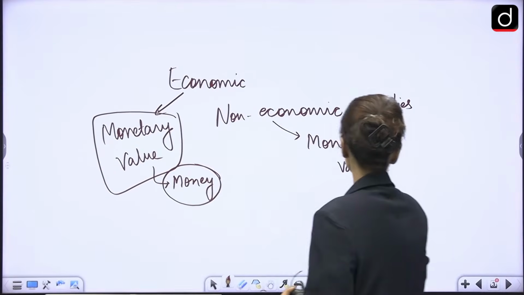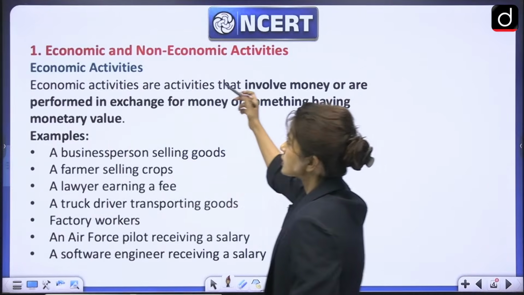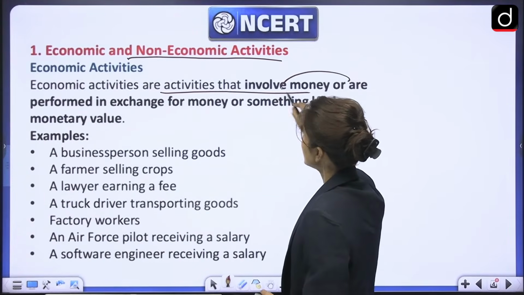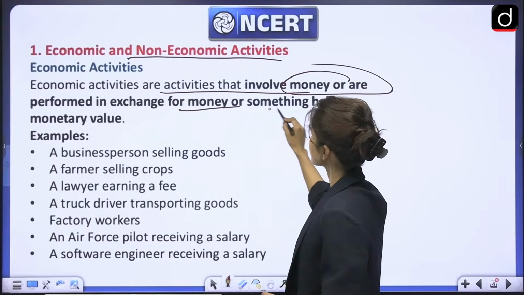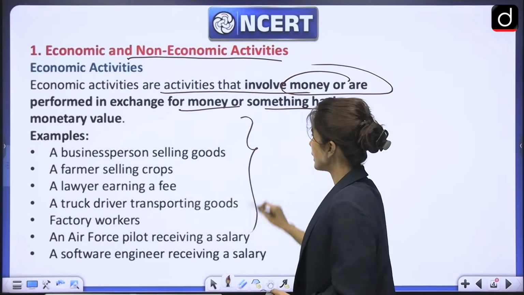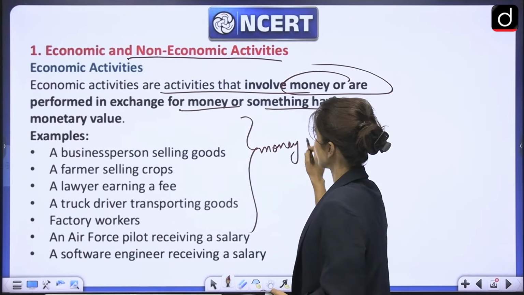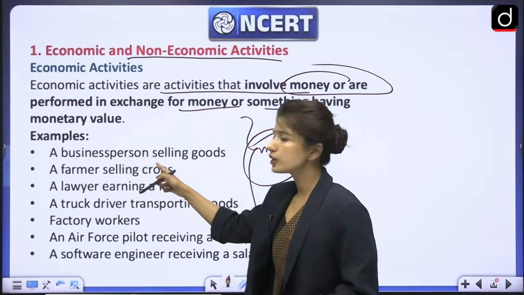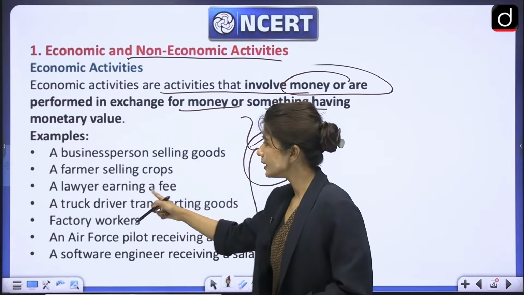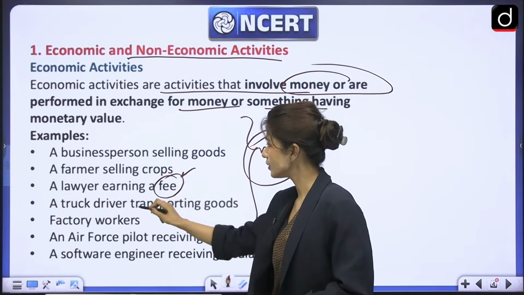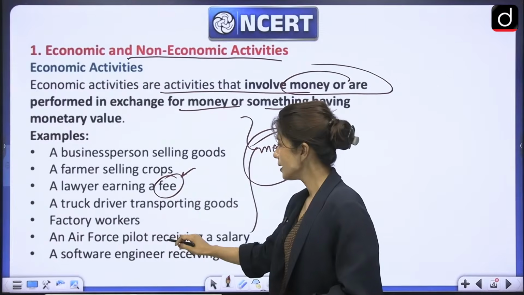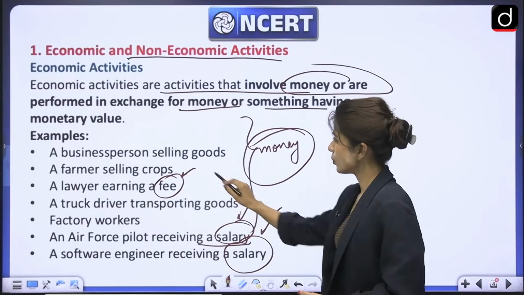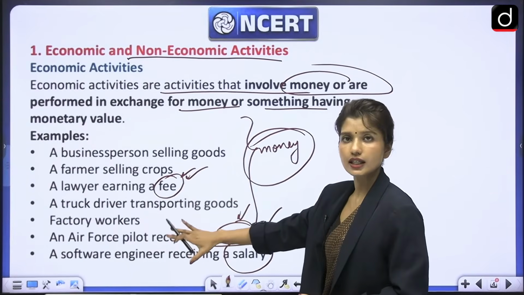So let's see what is given in the chapter. The chapter talks about economic and non-economic activities. Economic activities are activities that involve money or are performed in exchange for money or something having monetary value. So here, money is the motivator. For example, a businessman selling goods. Why would he sell goods? To get money. A farmer selling crops. Again, why? To get money. Lawyer earning a fee. So here the fee is the money, right? Truck driver transporting goods. Factory workers. Air Force pilot receiving a salary, or anyone working on salary. Because of this monetary value, all these activities are considered economic activities.